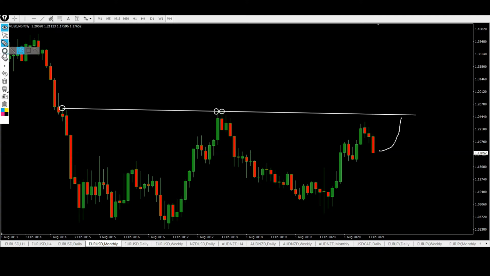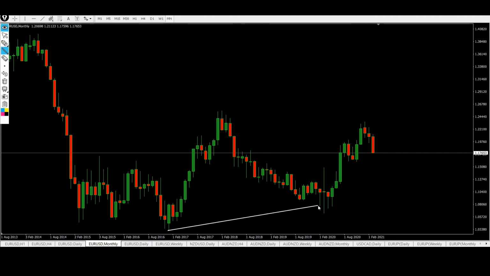Here's another example. So we take this wick of a candle and attach it to one on the right and extend it out into the future. How many touches do we have on it? We have 1, 2, 3, 4, 5. So it has at least 3, right? So this trend line is legitimate.